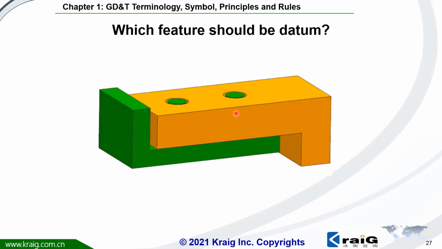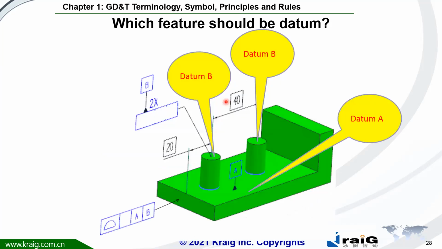Let's have a practical practice here. There's a part A, green part B, brown part. We are going to assemble these two parts together. From the assembly requirements, we know this is the mating surface. And these two pins and these two holes are the next mating surface. Now, based on the function, we are going to specify the datum. Datum A is the mating surface, the bottom surface, for the green parts.